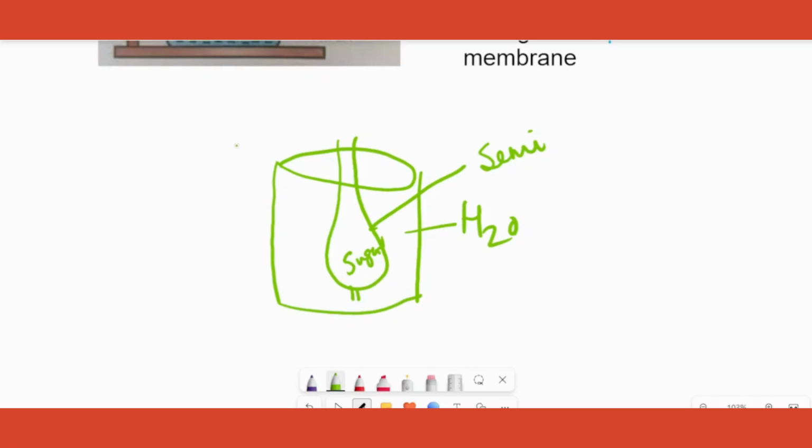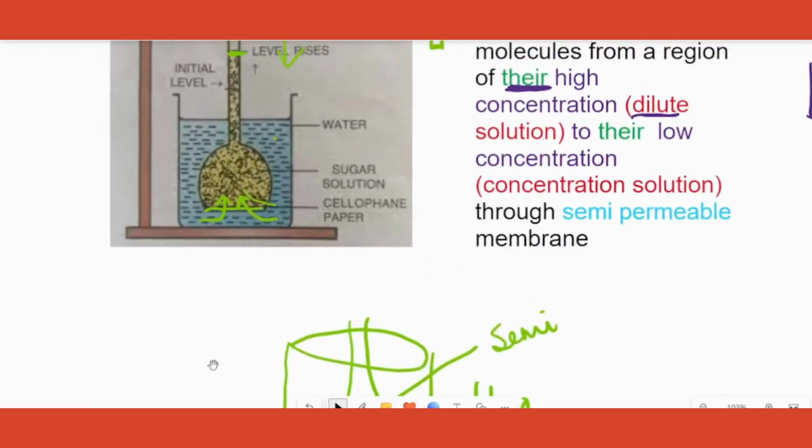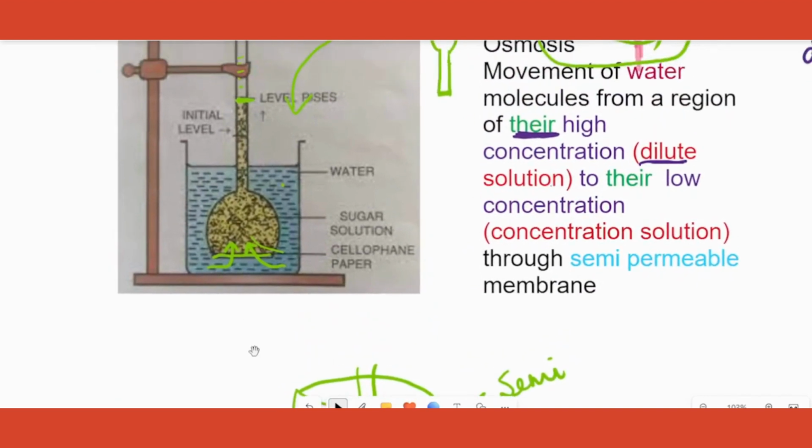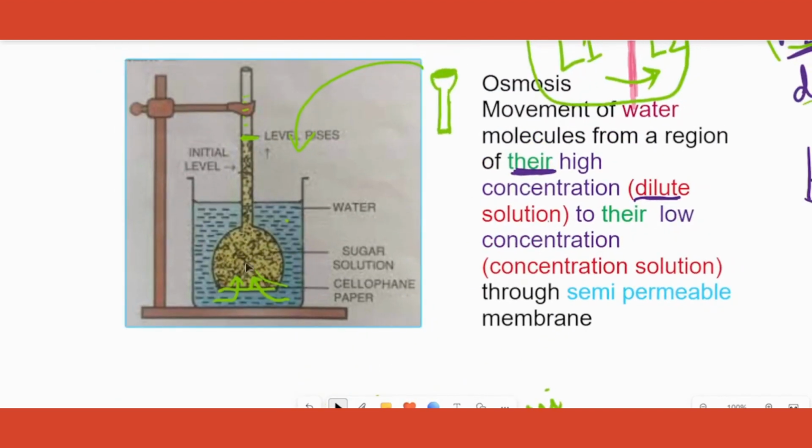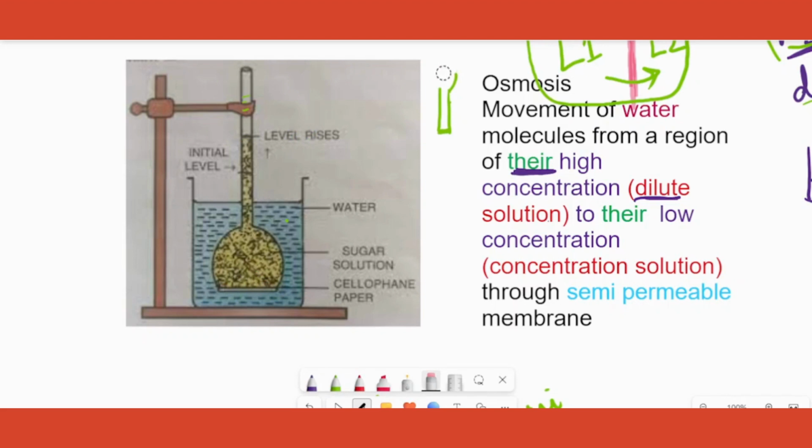Now, one more concept is osmotic pressure. What do you mean by osmotic pressure? Let's say I have one solution inside. Okay, it will pull water in, correct? It will pull water in because it's a higher concentrated solution compared to water. So it will pull water in like so. Alright, it has the ability to pull water in. That ability to pull water in is called osmotic pressure.